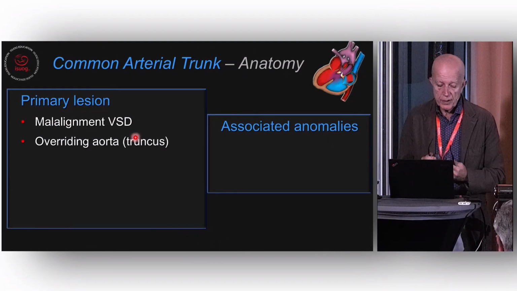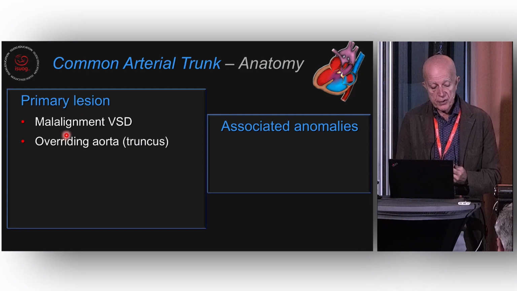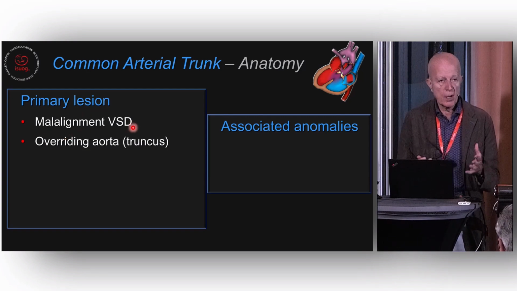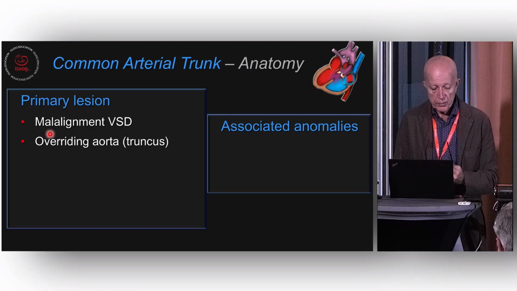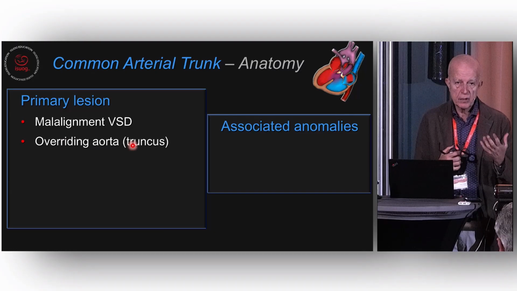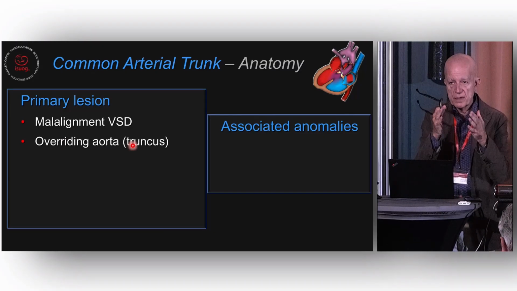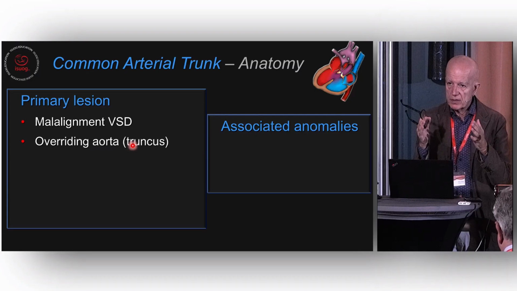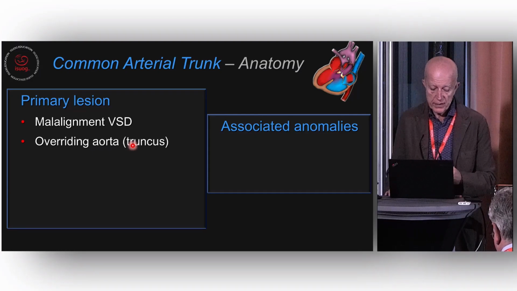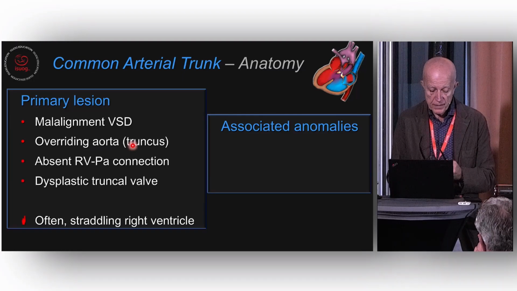So if we go to anatomy, what is the primary lesion made of? There are a few features. You have a malaligned VSD, which is common to several of the conotruncal malformations, with an overriding aorta. And you should consider that when you have a single outlet from the two ventricles, then the whole of the blood gets into this single outlet. And this is why the size of the single outlet is larger than normal. Okay, so you have a very large single vessel arising across the two ventricles.